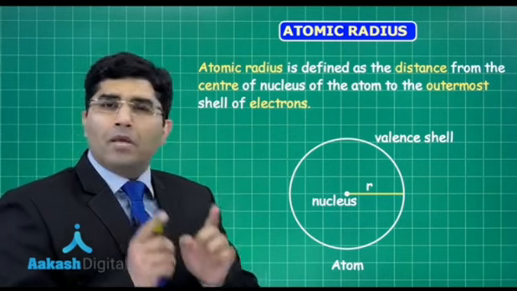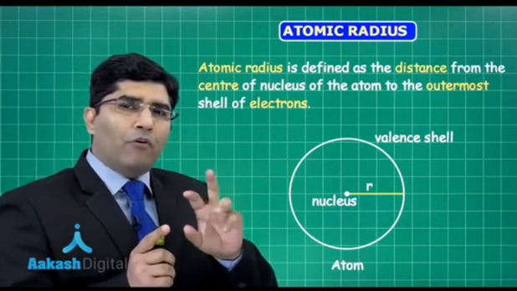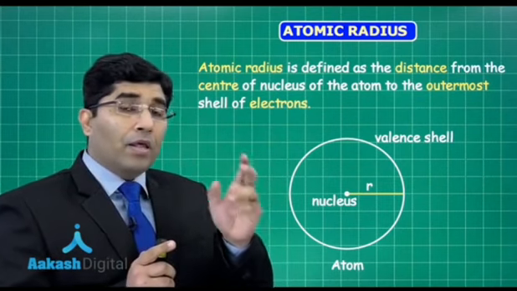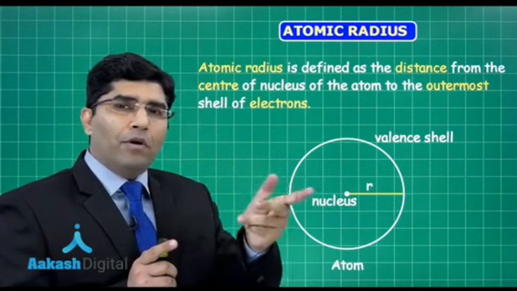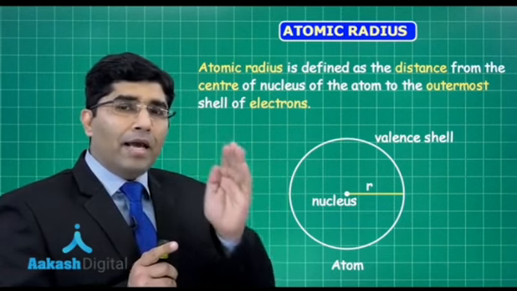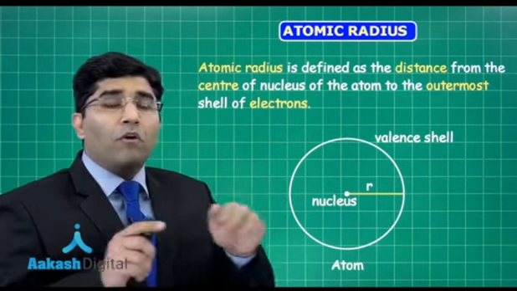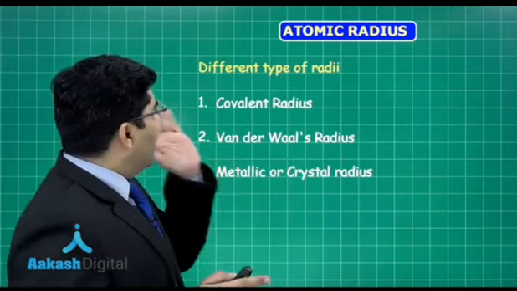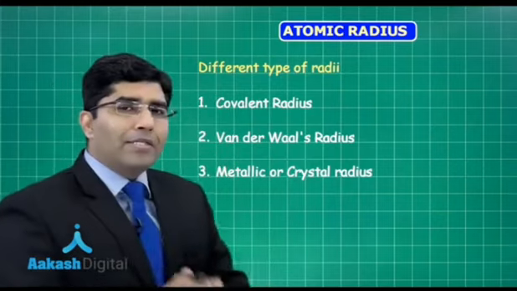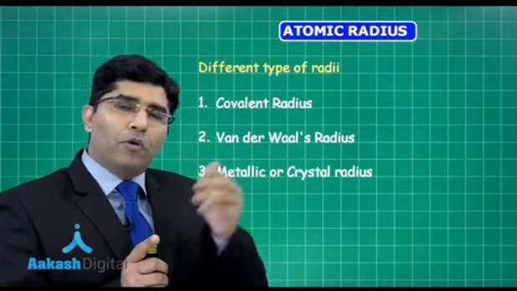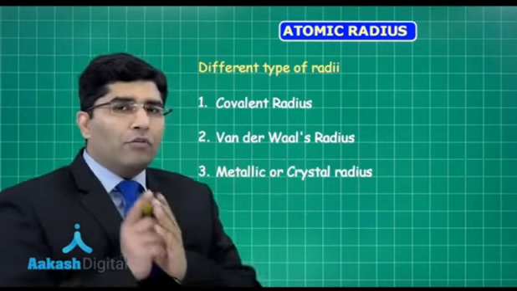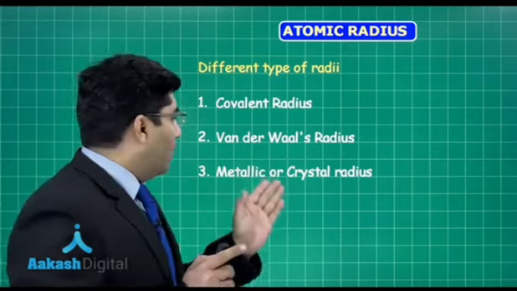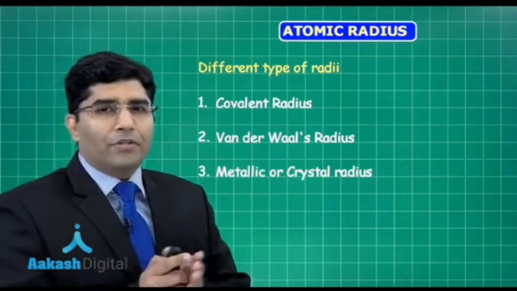Why? Because some elements form covalent bonds. So for those elements we will find the covalent radius. Elements which form metallic bonds, we will find the metallic radius, and the elements which do not form any bond, we will find the van der Waals radius. So once again, different types of radius. Covalent radius for those elements which form covalent bonds. Van der Waals radius for those elements which do not form any kind of bond, and for metals we have the metallic radius, or we can say it is crystal radius, right?